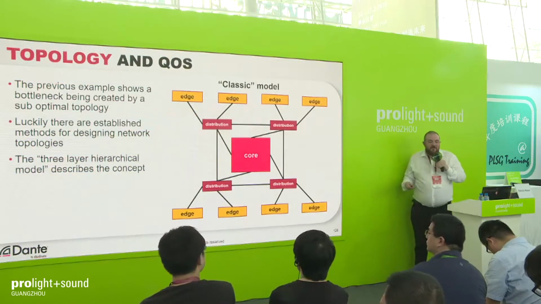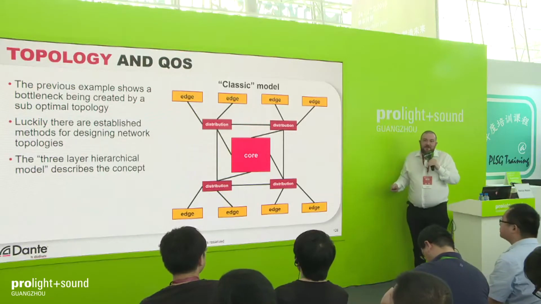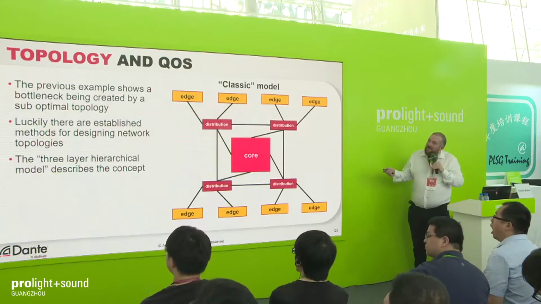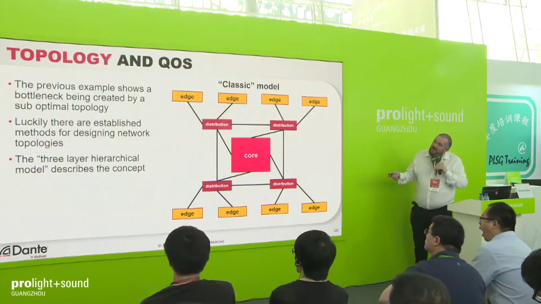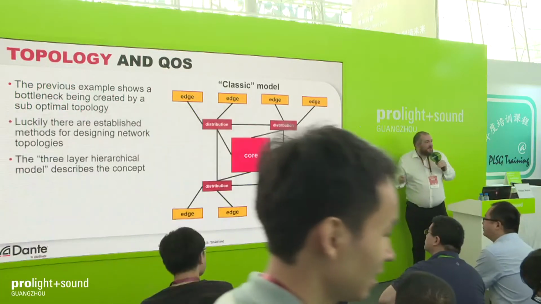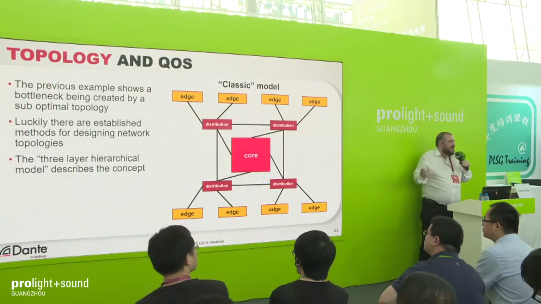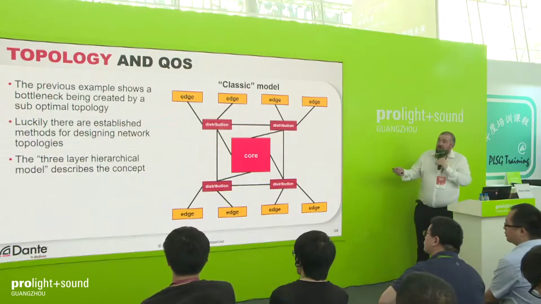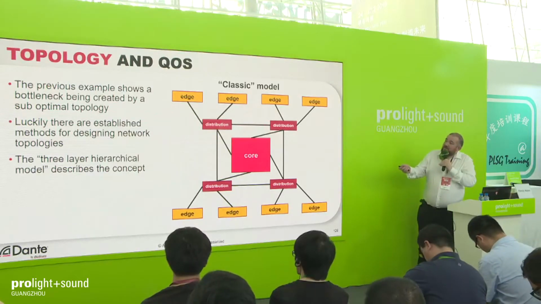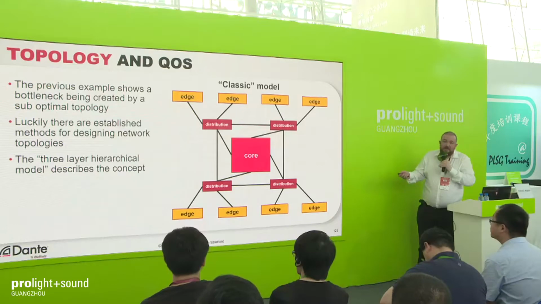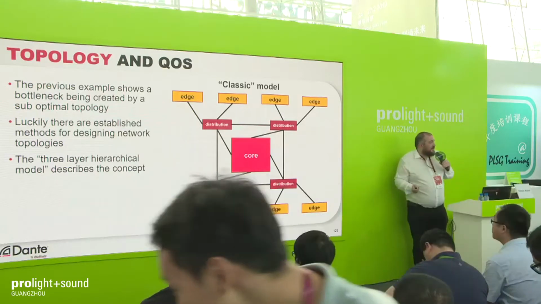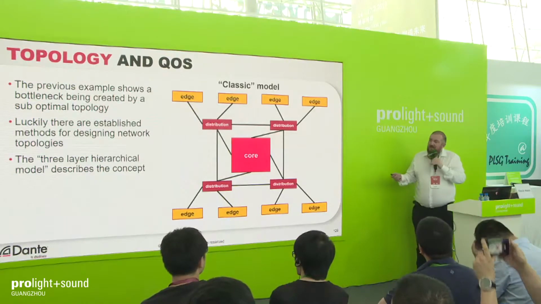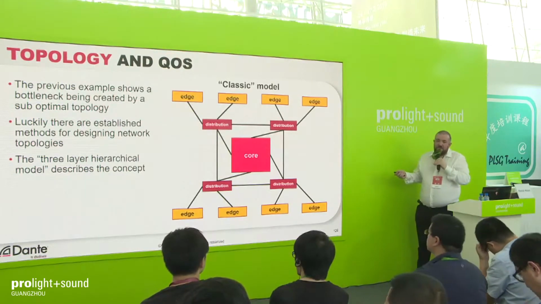So we have different models for dealing with different styles of network. That previous example showed a bottleneck being created by just one pinch point. In big networks, we have something called the classic or three-layer hierarchical model of a network. This is where we have edge switches, and we have a distribution layer, and then we have a core layer. Now, the idea of this technique is that cores should only connect to other cores.